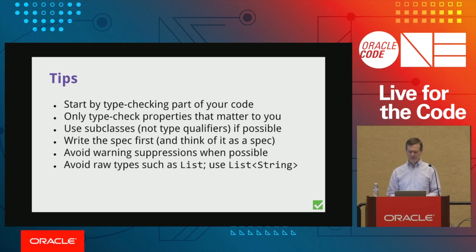true property. And finally, I hate to have to say this, but you should never use raw types like list. You should always use generics. If you're still using raw types, you're so far behind the curve on type checking that don't try to use this.